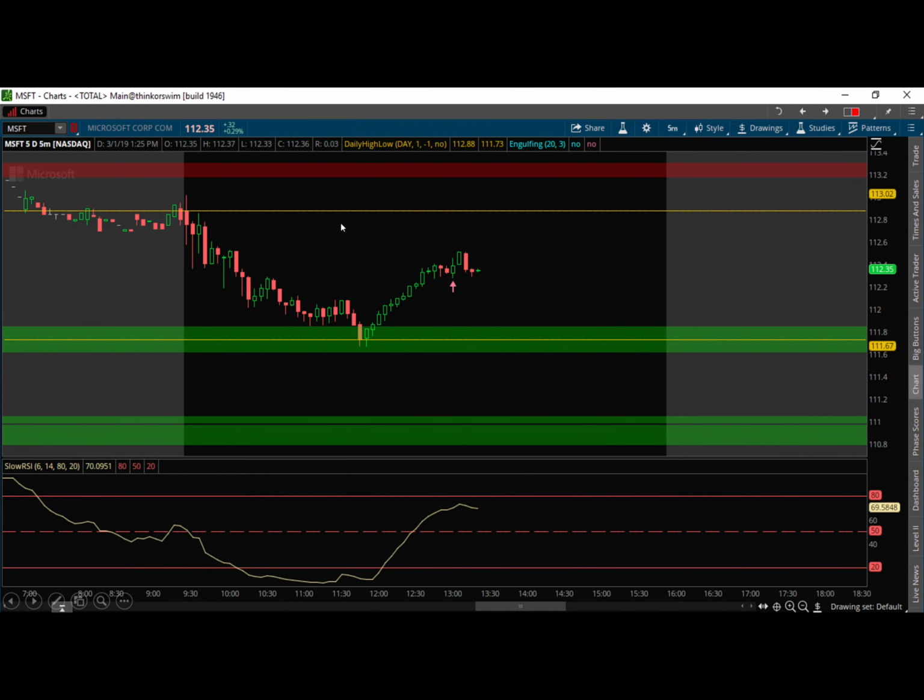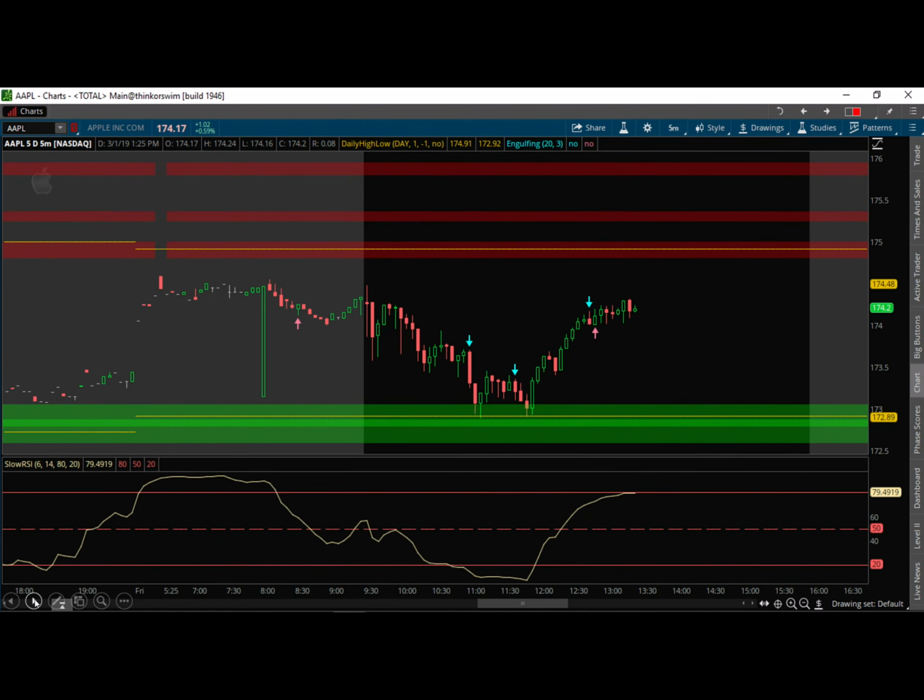Next, here's Microsoft. Microsoft fell down to a demand zone, formed somewhat of a reversal candle here, but it also had the previous day's low. So that's a dual support type of situation. And the slow RSI was oversold. Had you purchased calls, Microsoft went up $1 within the next hour, hour and a half. Easy to hit your target with that type of setup.